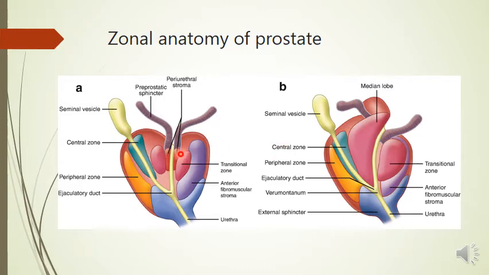right? So in between the zones, this is the peripheral zone. Here it is all covered by the connective tissue, fibromuscular stroma. The central zone surrounds the ejaculatory ducts behind the pre-prostatic urethra and is conical in shape, and the apex is directed towards the colliculus seminalis. So this one is the central zone, right? So the central zone apex is towards the colliculus seminalis.